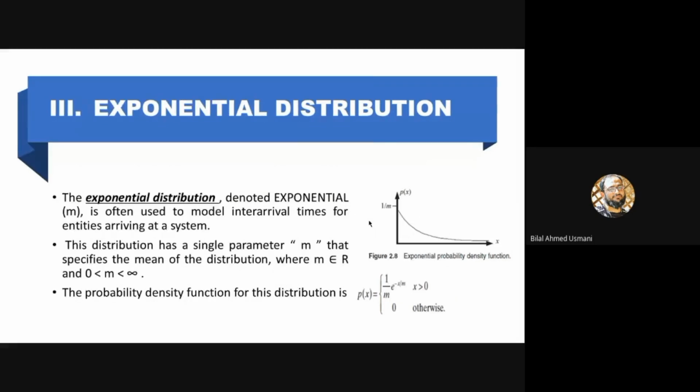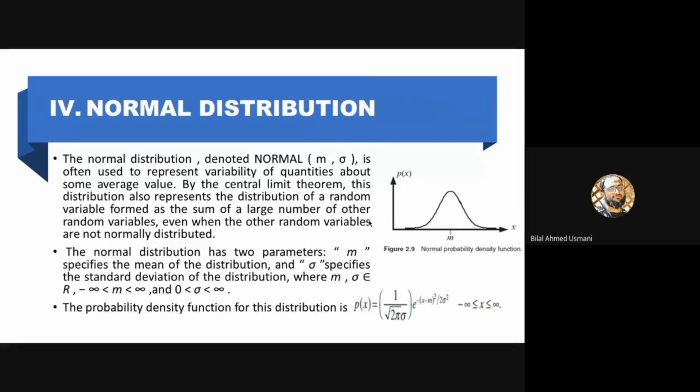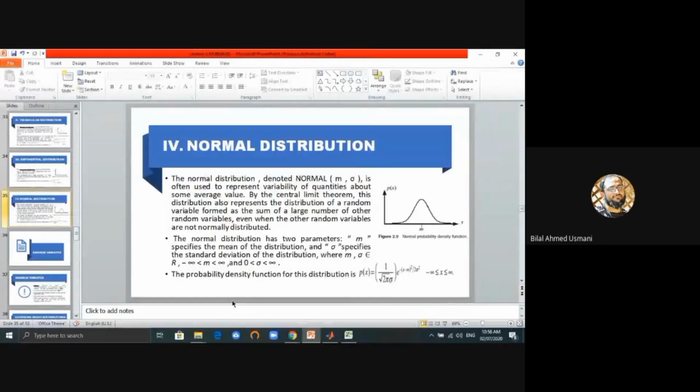How many parameters do we need to describe an exponential distribution? Lambda, or m in this case, which is the mean and also the standard deviation. How many parameters do we need to describe a normal distribution? We need two, mean and standard deviation. If we have the mean and the standard deviation, we can completely define a normal distribution. So m is the mean and sigma is the standard deviation.